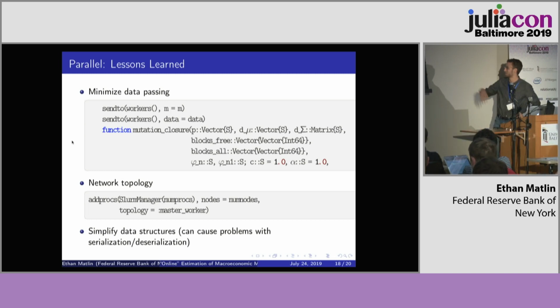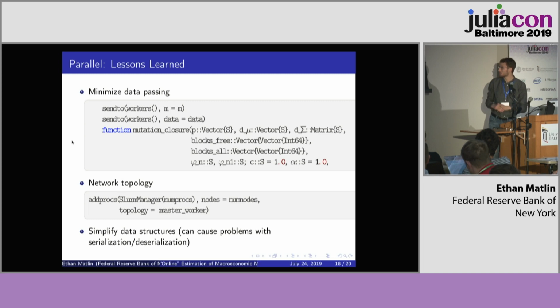So you can just set this when you add your procs and say master worker, and then you either will be able to add lots of workers, or you'll be able to add them in a reasonable amount of time so that you can wait for all the workers to actually load and make connections with each other.